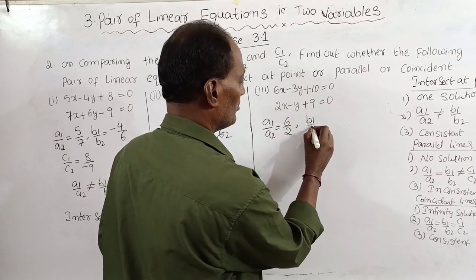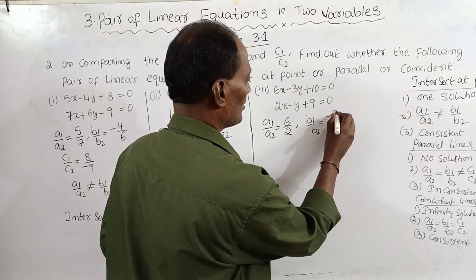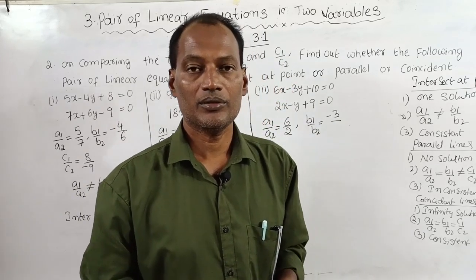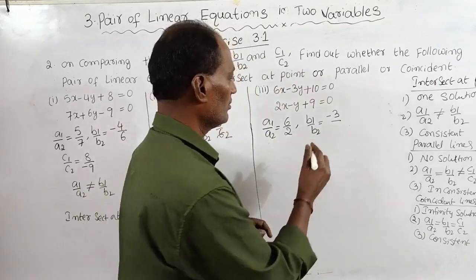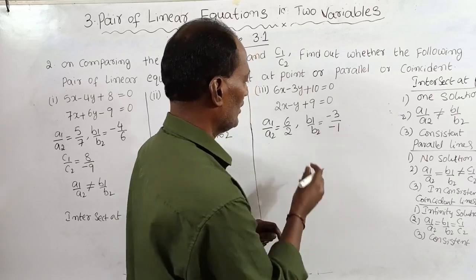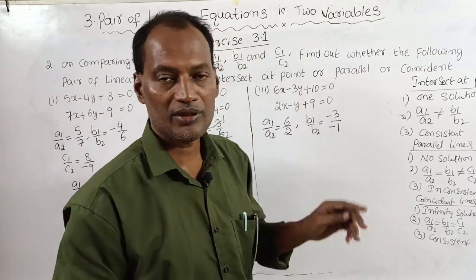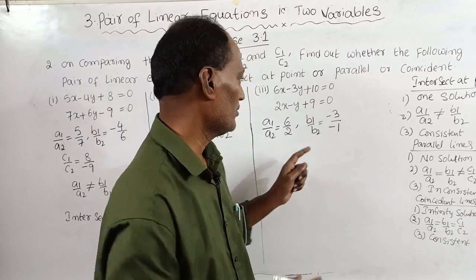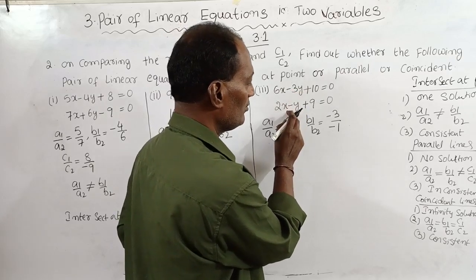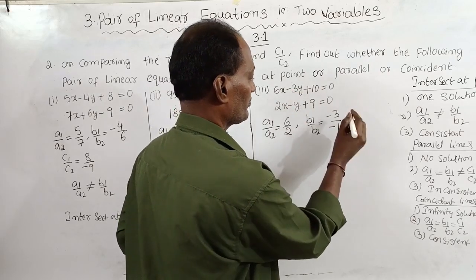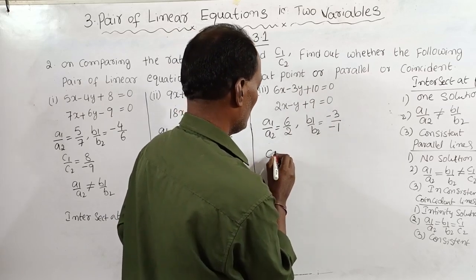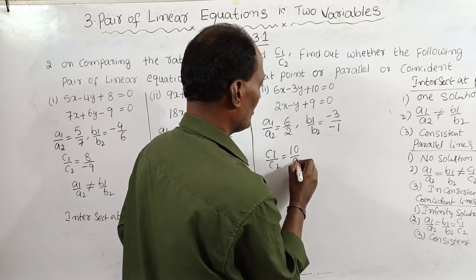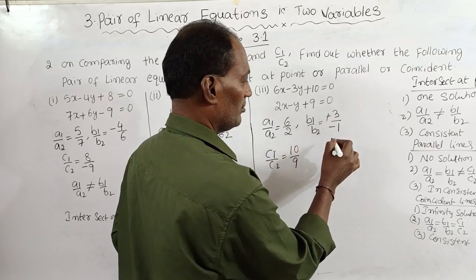Next, b1 by b2: minus 3 by, here there is no value. If there is no value, we have to treat it as the value 1. So this is minus 1. If there is a plus symbol, we need not write the plus symbol. If there is a minus symbol, we should write minus. Minus 3, minus 1. There is no value, that's why we have written minus 1. c1 by c2: what is the c1 value? 10 by 9. Here minus 6.